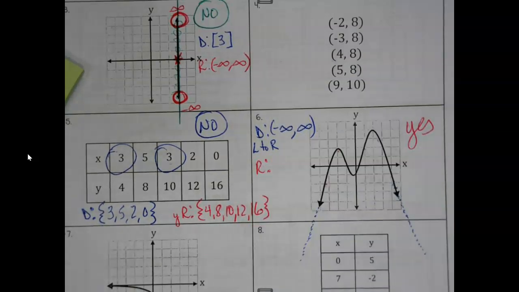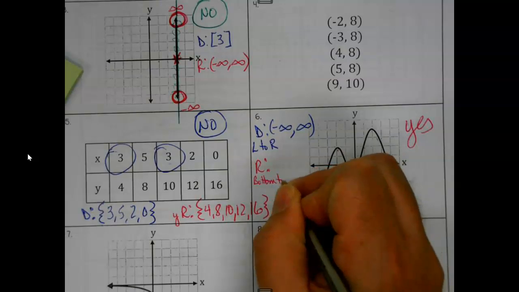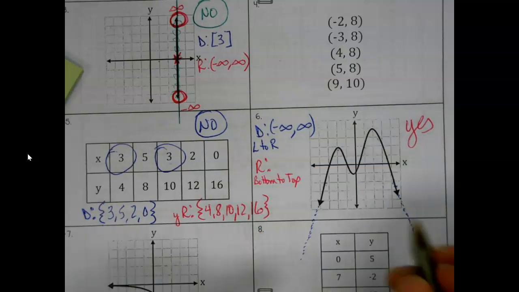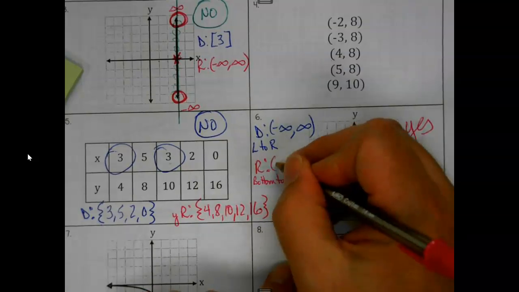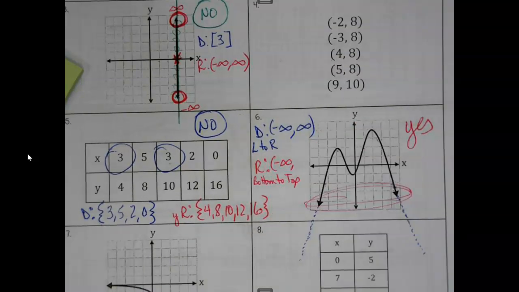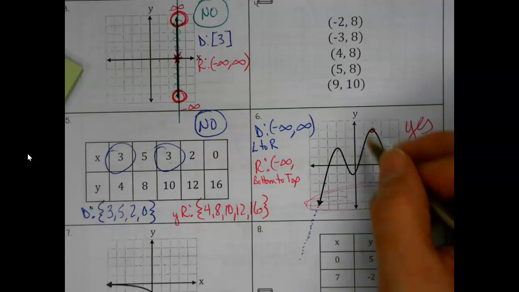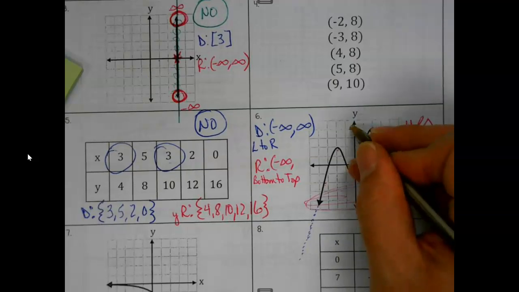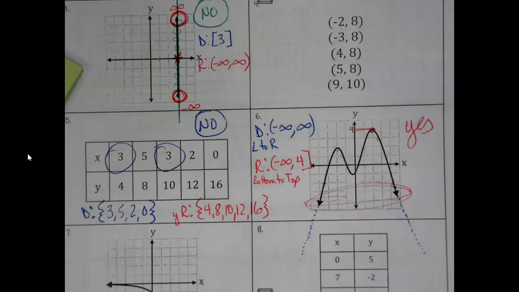Bless you. So then range is my y values from bottom to top. Well, I'm going down forever. So we're starting at negative infinity, but I'm not going up forever. Find that top point. Let's see here. 1, 2, 3, 4. And that finishes us off.